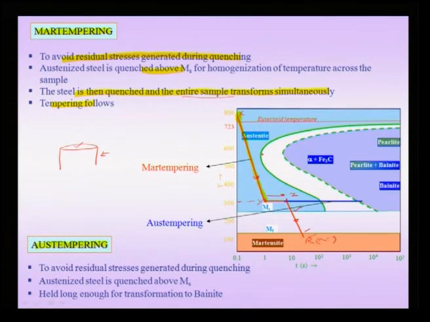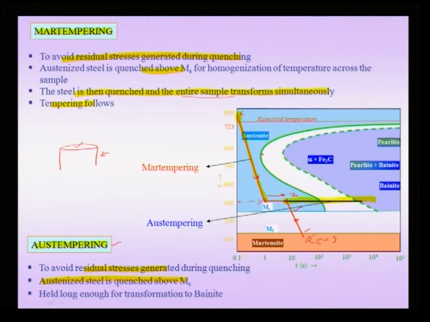In Aus tempering, which is another variation, and this again is designed to avoid residual stresses generated during quenching, the austenized steel is quenched above Ms, again like before we follow the XY part of the curve. Then after crossing Z we do not quench, but we hold it isothermally so as to produce a final microstructure which is bainite.